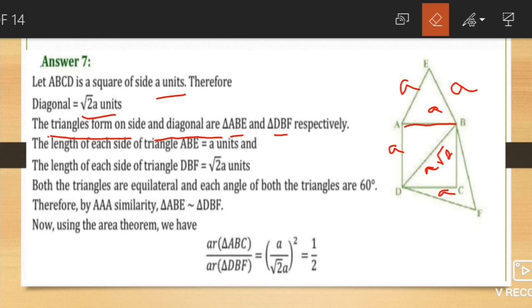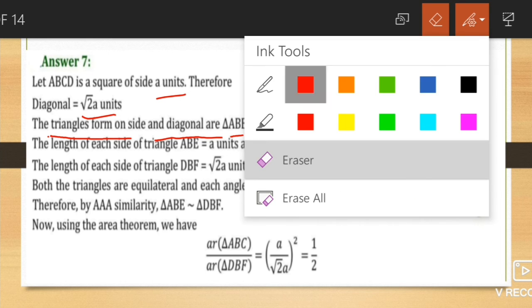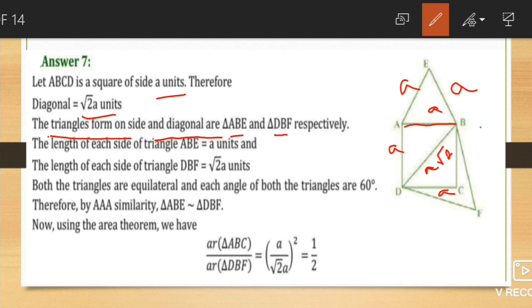Okay, and for triangle BDF, if the BD side is A root 2, then BF is also A root 2 and DF is also A root 2. Okay, the length of each side of triangle ABE is A unit, and the length of each side of triangle DBF is A root 2 unit. Now since they are equilateral triangles, each angle will be 60 degrees.